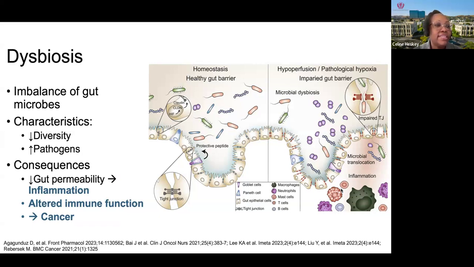This imbalance causes tight junctions along the GI tract tissue to become loose. If you look at this diagram, you see there are these tight junctions which keep these cells close to each other. And then on the right-hand side, there are gaps that now exist. That means there's an increase in gut permeability, which can lead to inflammation. And that can also lead to altered immune function, and both inflammation and altered immune function can be triggers for cancer.